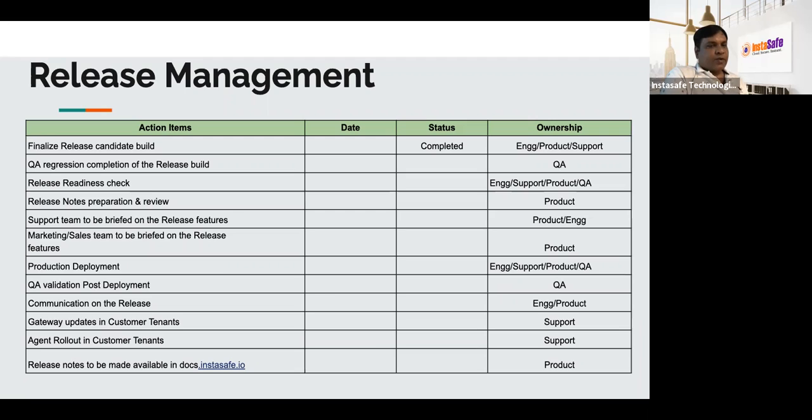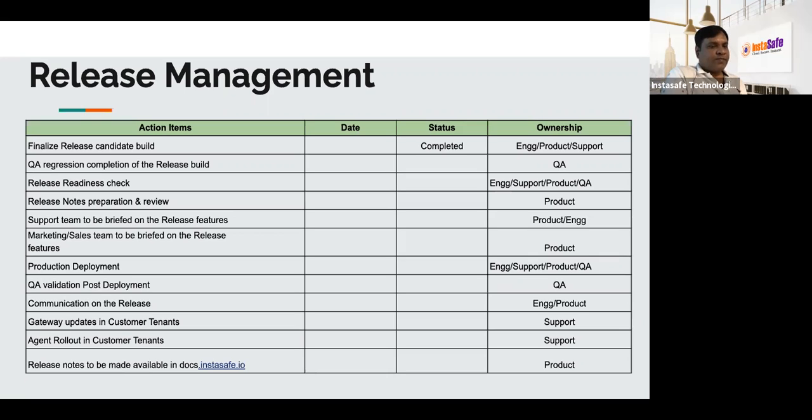One of the steps we are currently not practicing or maintaining is briefing the support team on what features are getting released in a particular release, because the support team are the ones who have to support those features once we go to production. So the support team also needs to know what new features are getting released in the product, so that if any issues come from the customer, they are also aware of them.